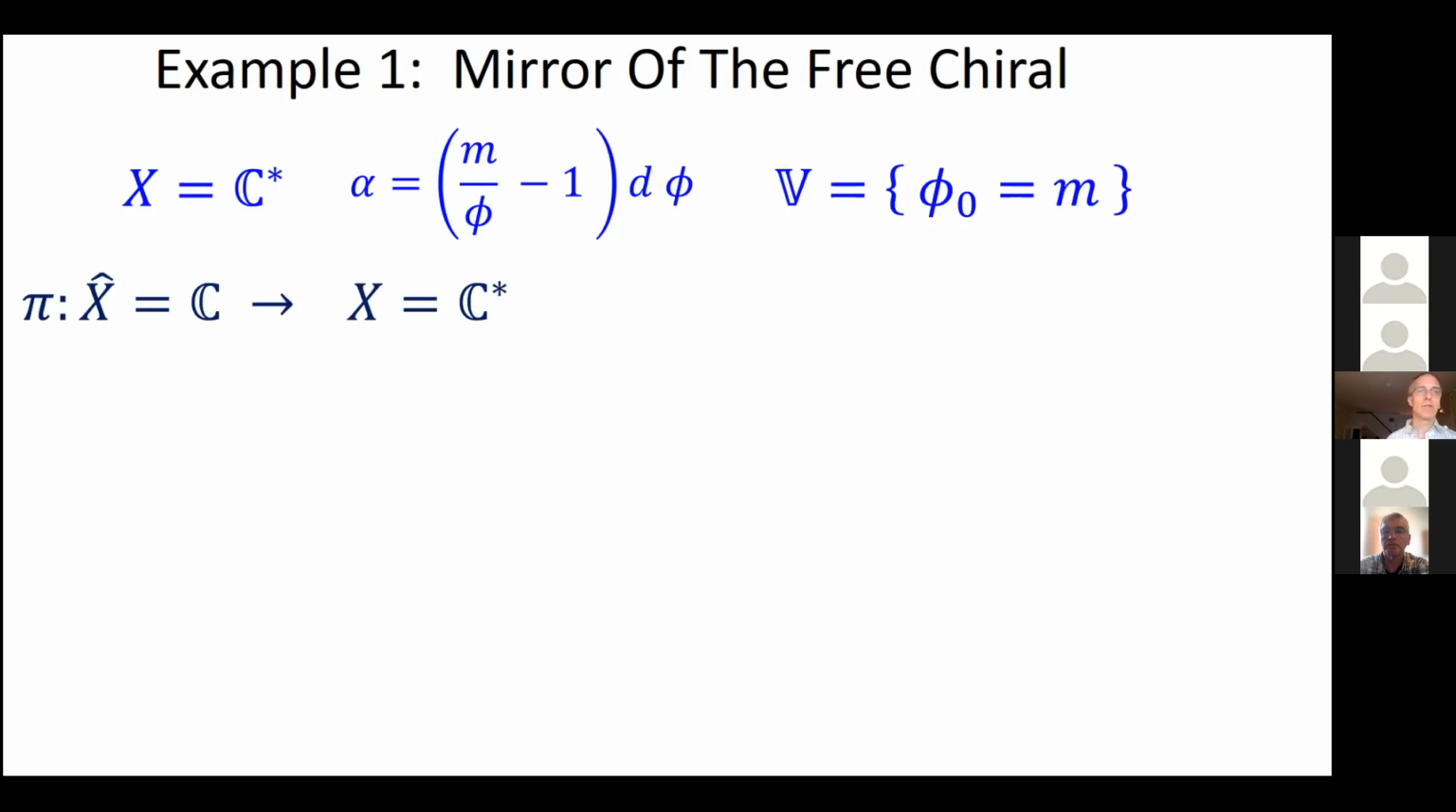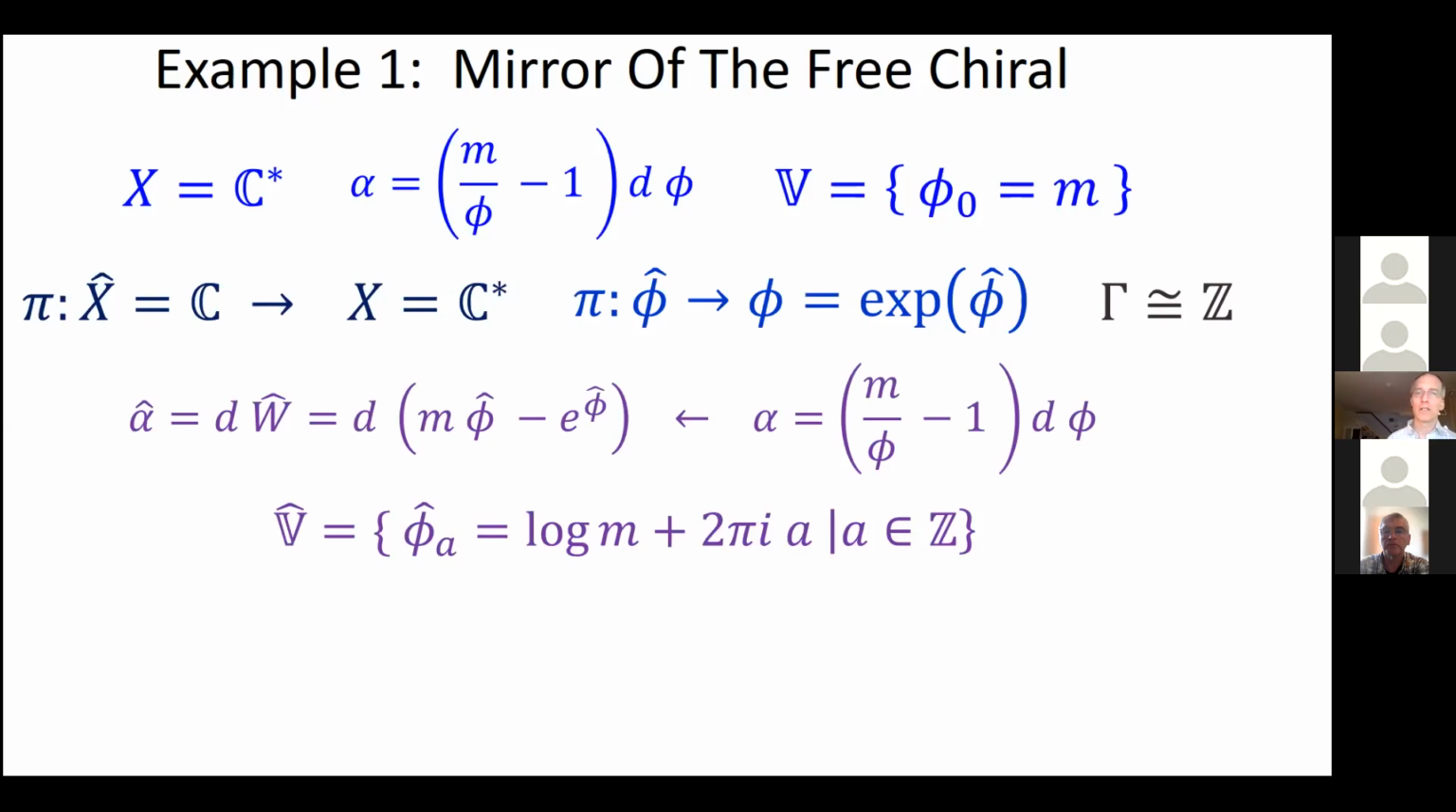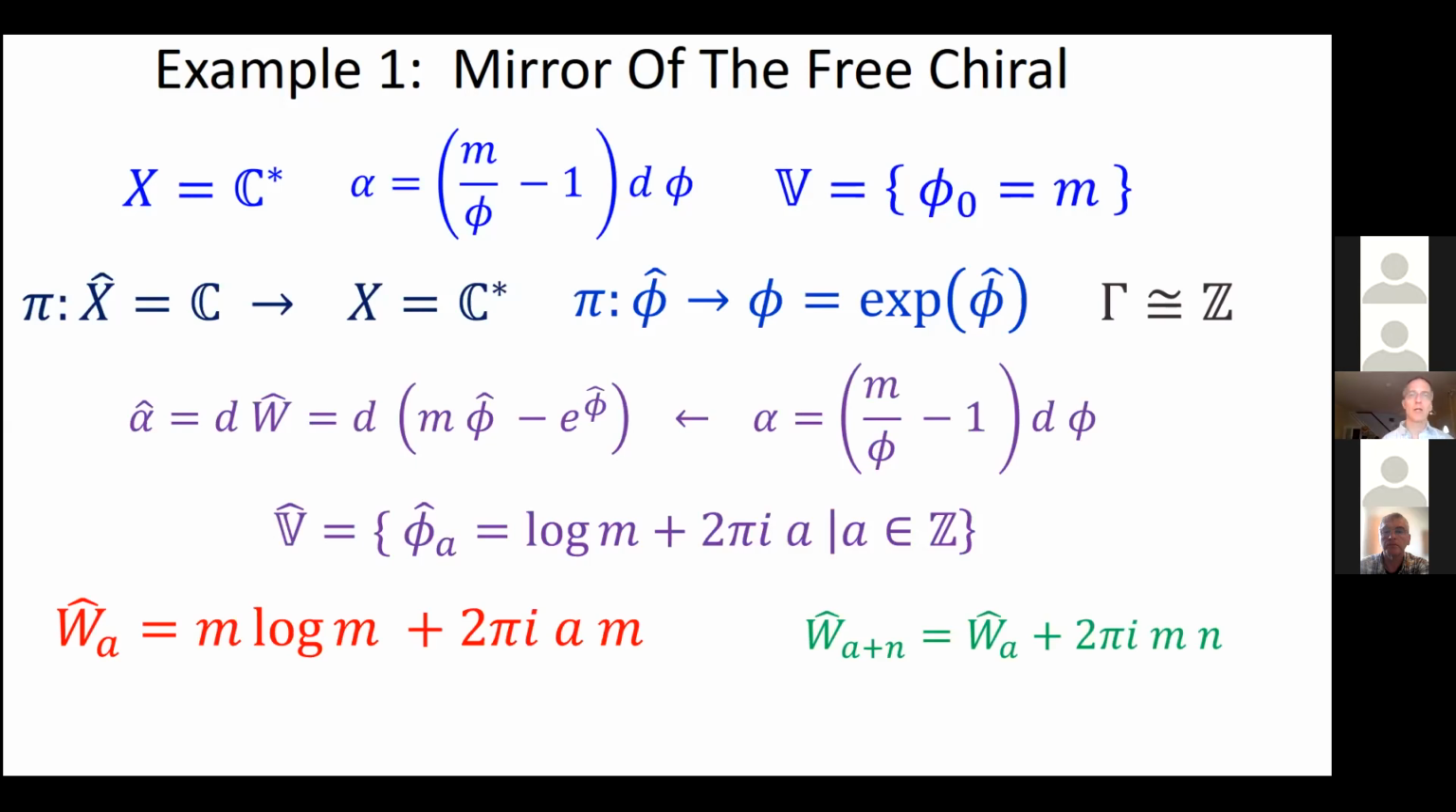So in that case, we would take a cover, which is just given by the exponential map, the deck group is Z, and the pullback of alpha to the cover is indeed exact. And W hat is m phi hat minus e to the phi hat. So the critical points upstairs, the V hat, is a Z torsor. So it's this infinite set of vacua upstairs. And the critical values are given by this formula here. And clearly, if I shift A by n, then the critical value shifts by the period of alpha times n. So the corresponding exponential integral is basically a gamma function up to a factor.